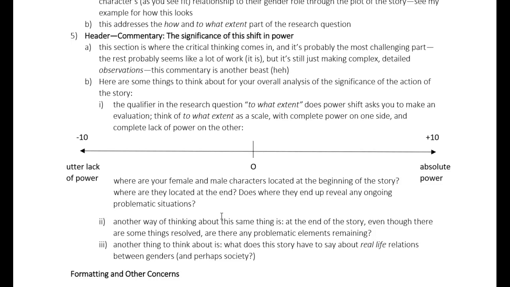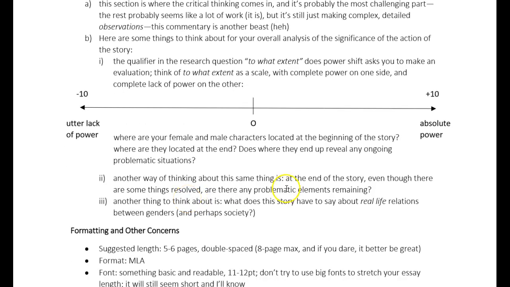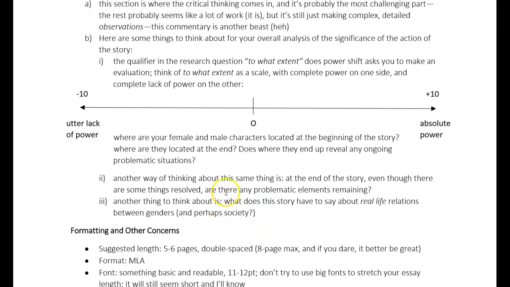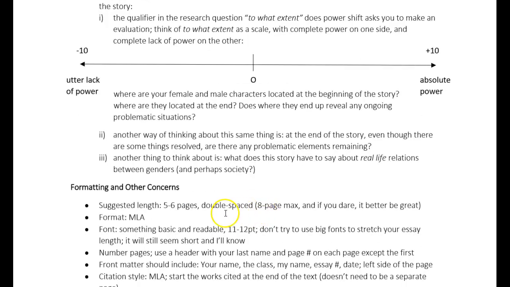What's important about that? Another way of thinking about this is, at the end of the story, even though there are some things resolved, are there any problematic elements remaining? Or you can think about real life. What does this story have to say about real life relations between genders and perhaps society? So we'll talk more about that, and some of the work leading up to this essay, which is due in about a week and a half, at least this summer, will help you think about those things.